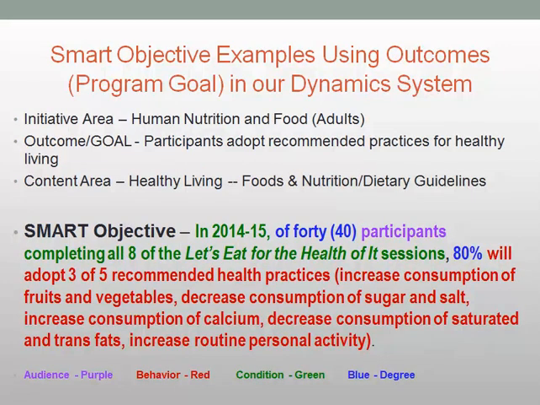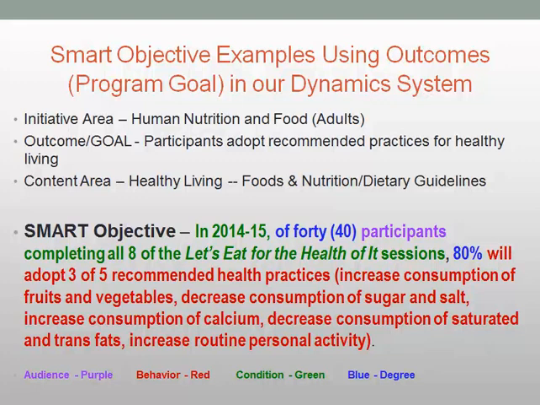Here's an example of a SMART objective in the area of human nutrition and food for adults. The outcome or goal I selected for this example would be participants adopt recommended practices for healthy living. The content area selected is healthy living, food and nutrition dietary guidelines. So the SMART objective is, in 2014-15, of 40 participants completing all 8 of the Let's Eat for the Health of It sessions, 80% will adopt 3 of 5 recommended health practices.